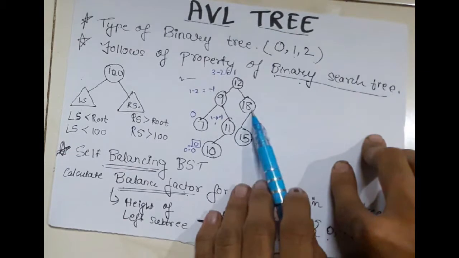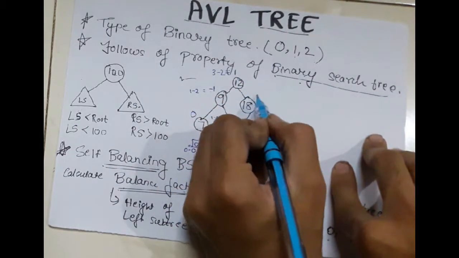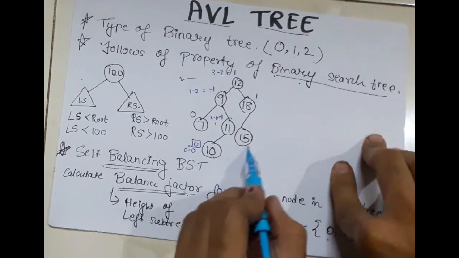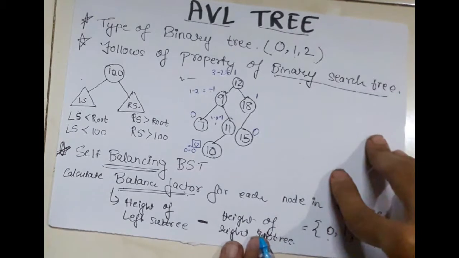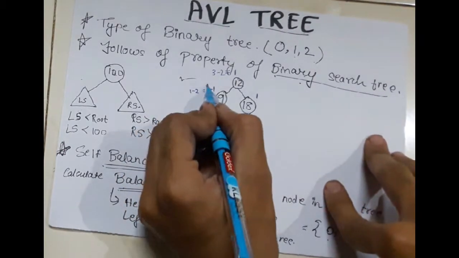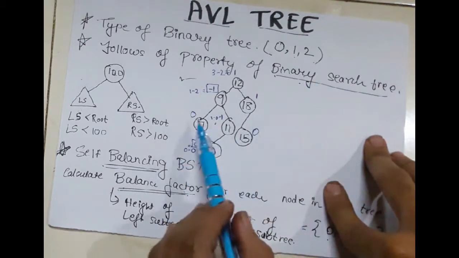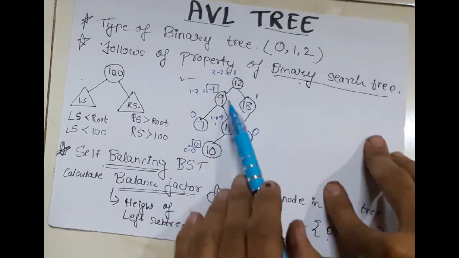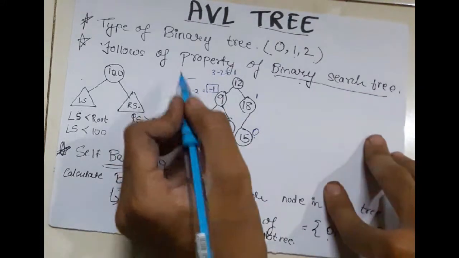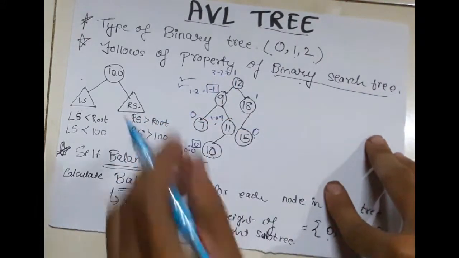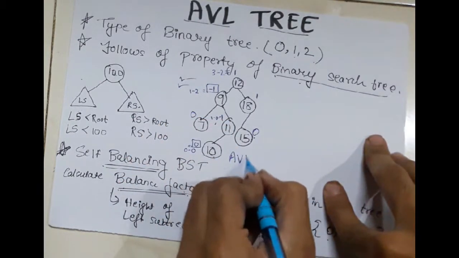Then 18. Left subtree height is 1, right subtree 0. So 1 minus 0, 1. And 15. Left and right subtree height is 0. So 0 minus 0, 0. Okay, so you can see that this tree follows the property of binary search tree, and the balancing factor for each node in this tree is either 0, 1 or minus 1. So this tree follows both the conditions. So this tree is an AVL tree.